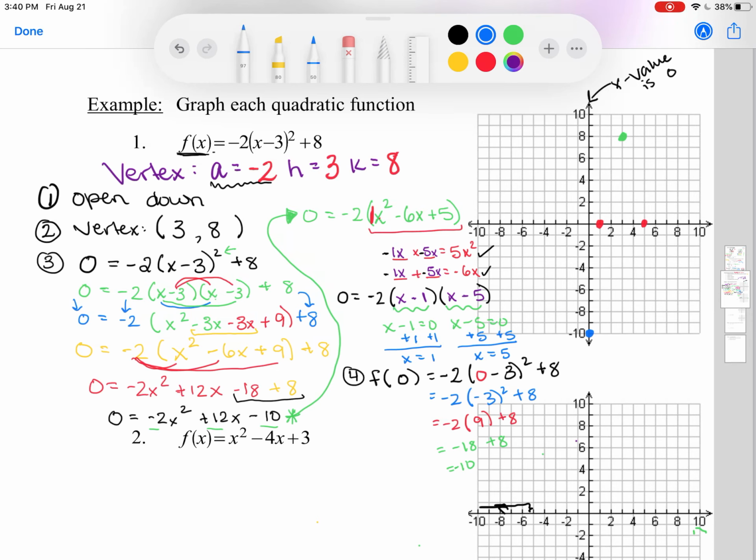What if I told you we could find a 5th point that's going to work for this graph as well? Notice how between my x-intercepts, they are split evenly from my vertex. The same rule applies for this last point that we just found. That 0, negative 10 is going to be split evenly from my vertex as well. We call that our axis of symmetry. That's the line that's splitting our graph in half.